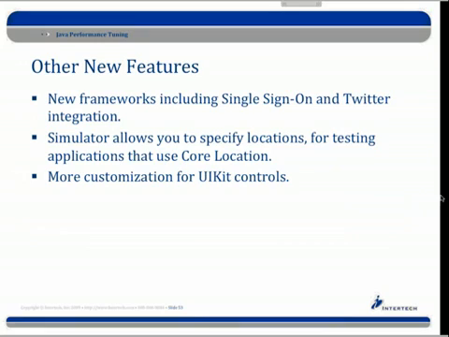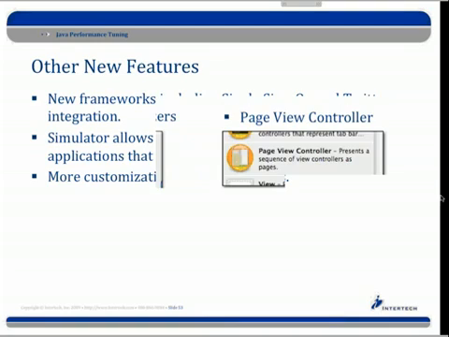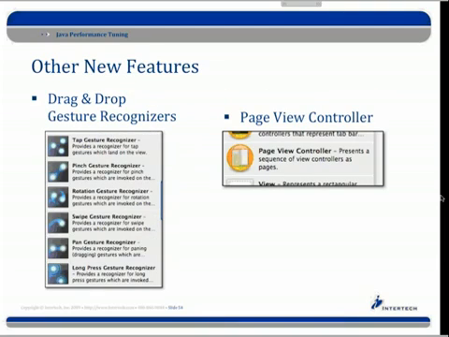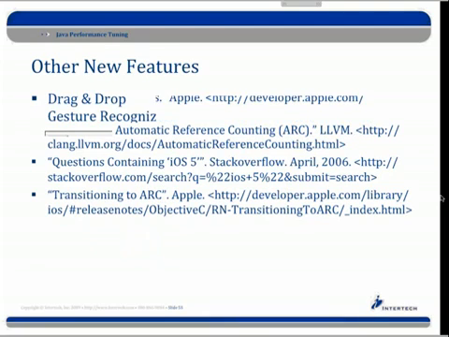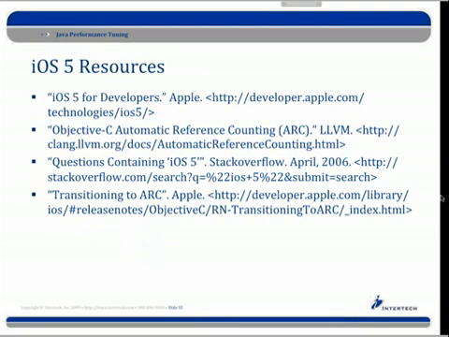A couple of other features I want to mention. There are some new frameworks for single sign-on and Twitter integration. The simulator now allows you to specify locations, so you can test different locations using Core Location. There's some more customization for UIKit controls, and we've got some great things in Interface Builder. You can now drag and drop gesture recognizers. There's that brand new page view controller as well. Play around with that. That one is a little bit of fun.